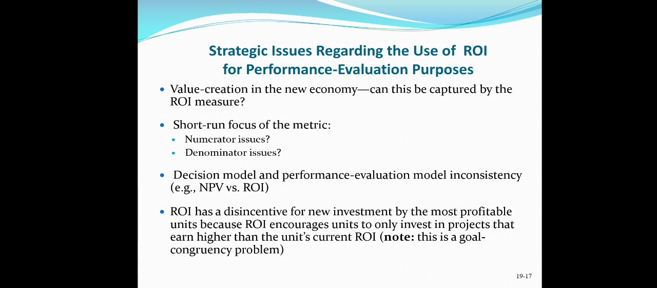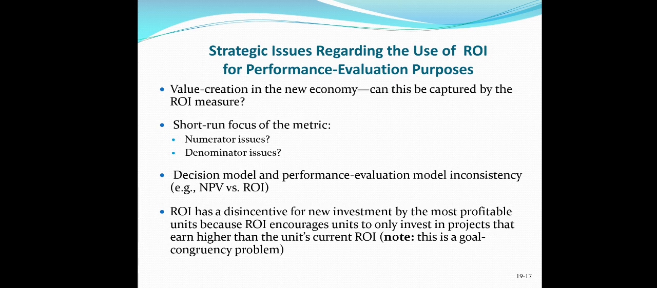It can measure some aspect of value creation, but it is not all. We have seen before that in the new economy, most of the time the value or the benefit can be measured financially, and there are also many benefits or good things about the new economy that cannot be measured financially. So ROI can capture the financial aspect only. Okay, that is related to the first point. Short run focus of the metric, numerator issues, denominator issues. That is the thing that you have seen in the previous slides.